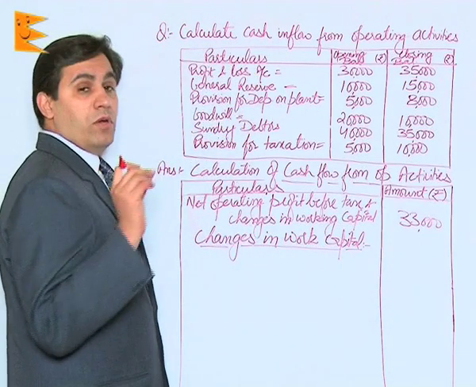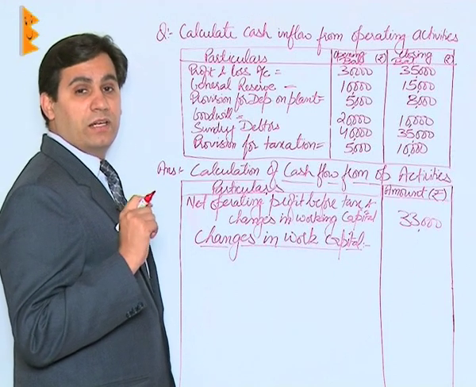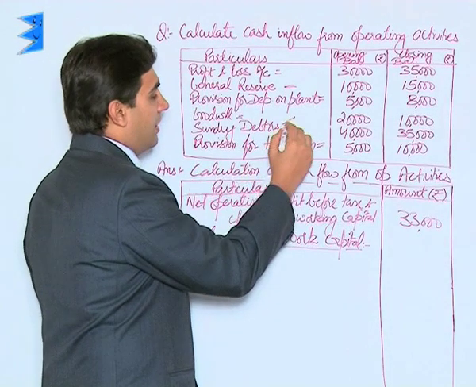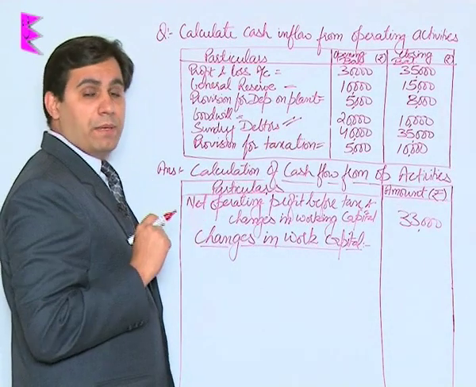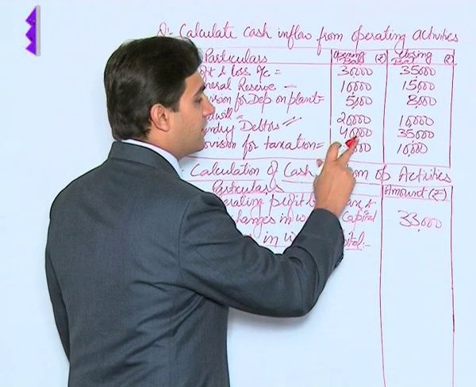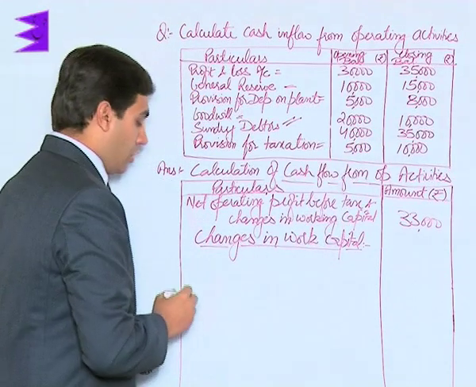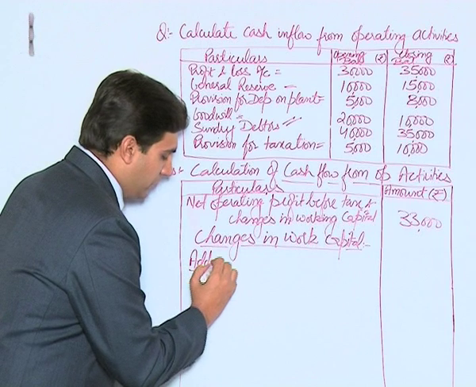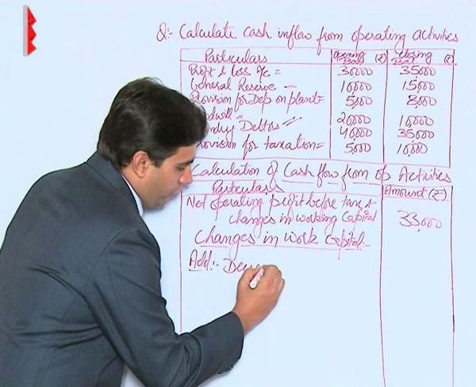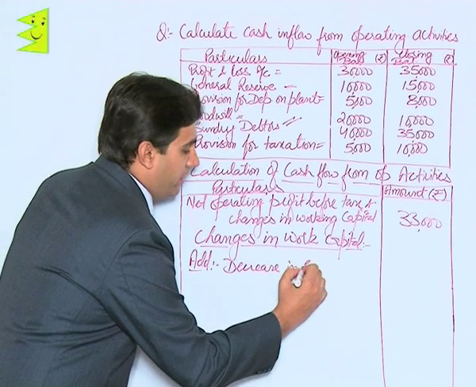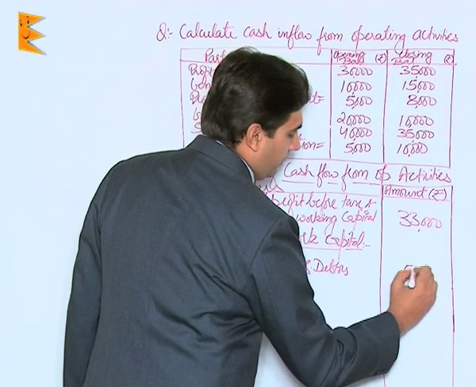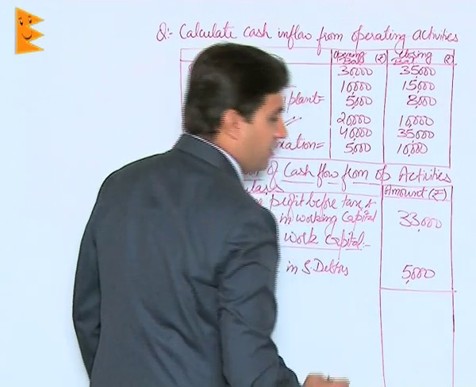Now students, changes in working capital include changes in the values of current assets and current liabilities. So in this question, it is only the sundry debtors which are given to us. Remember, sundry debtors are assets and the value of sundry debtors is decreasing by 5,000 over the year. So any decrease in the value of current assets should be added. So under the add heading, decrease in the value of sundry debtors, that is 5,000.